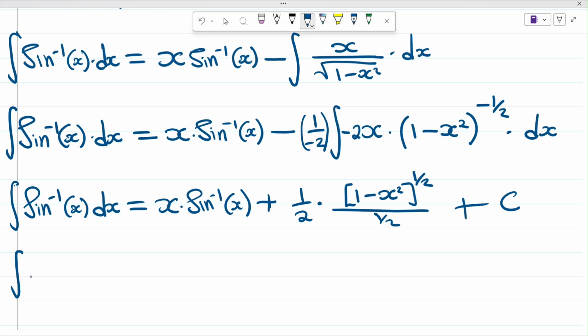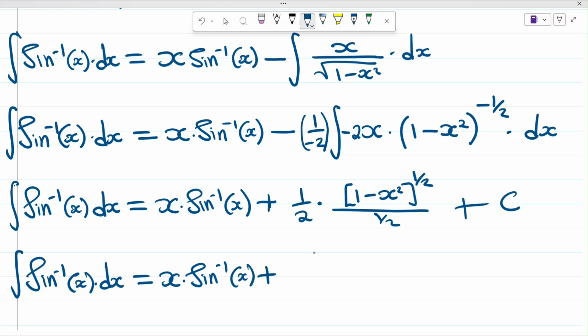So let me just copy down everything again. The integral of sine inverse of x dx is equivalent to x sine inverse of x plus square root of 1 minus x squared plus c. Ta-da! You have your answer.